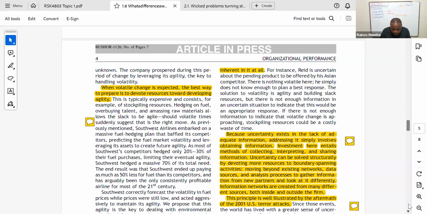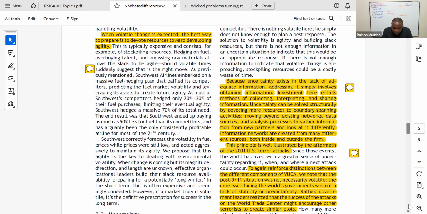Then they also go on to say, because uncertainty exists in the lack of adequate information, addressing it simply involves obtaining information. Investment here entails methods of collecting, interpreting, and sharing information. Uncertainty can be solved structurally by devoting more resources to boundary spanning activities, moving beyond existing networks, data sources, and analysis processes to gather information from new partners and to look at it differently. Information networks are created from many different sources, both inside and outside the firm.